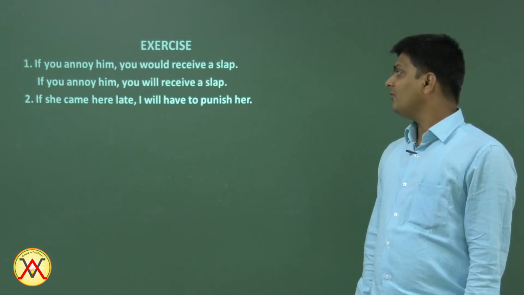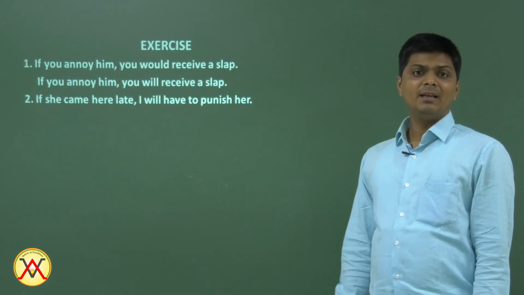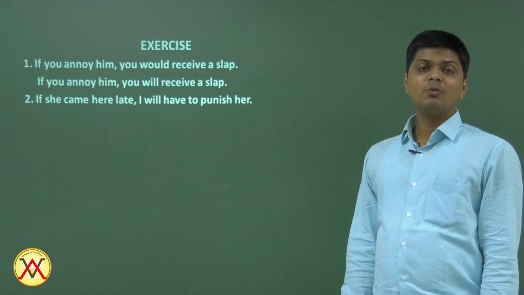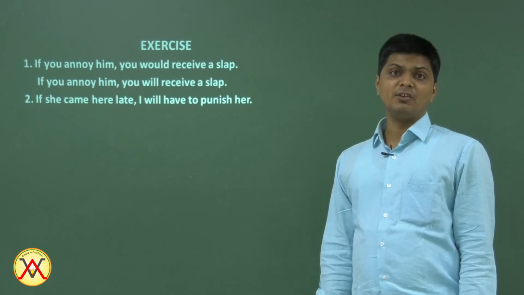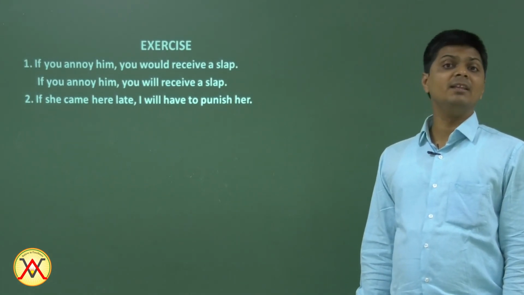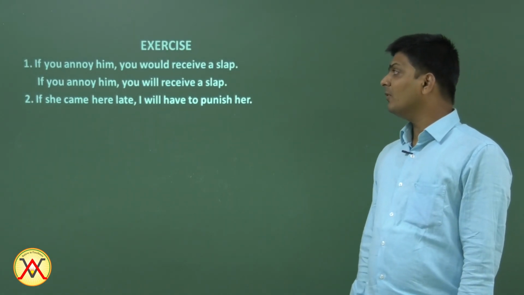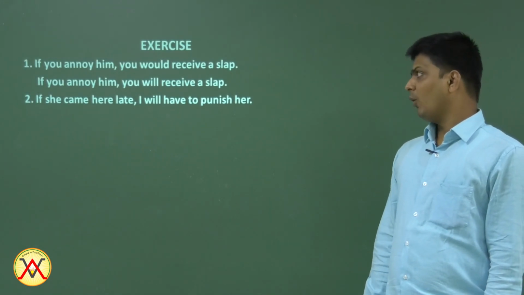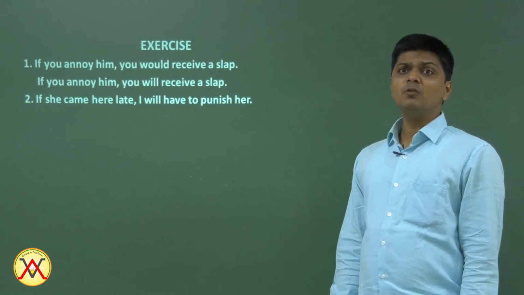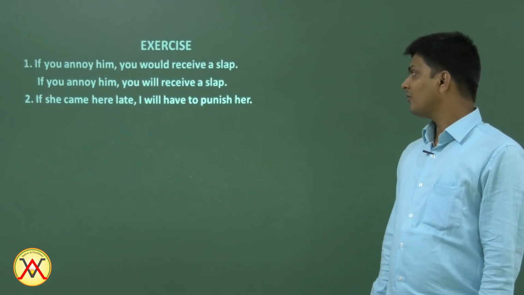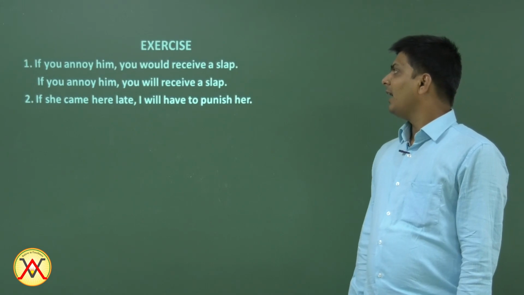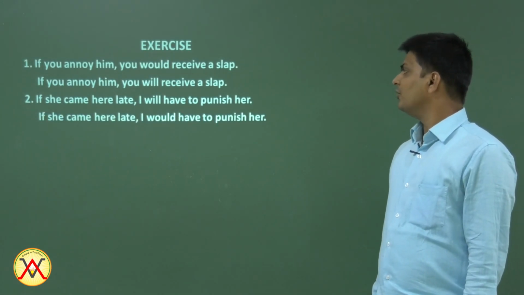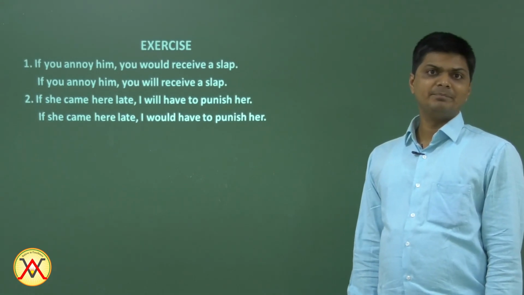If she came here late, I will have to punish her. Well, it's second conditional. How do we know that? We have second form came. So in the second conditional, in the imaginary conditional, in the hypothetical conditional, in the unreal conditional, what happens? We use second form or verb plus complement in if clause, and in independent clause we use would, could, might plus first form. And here it should be, if she came here late, I would have to punish her. Would plus first form.